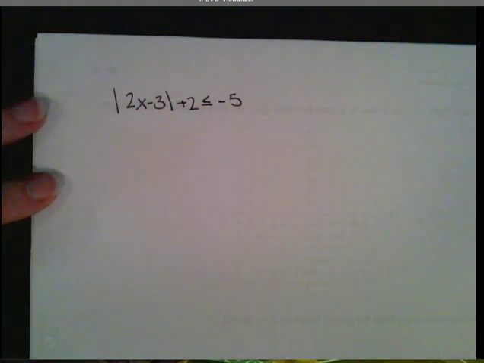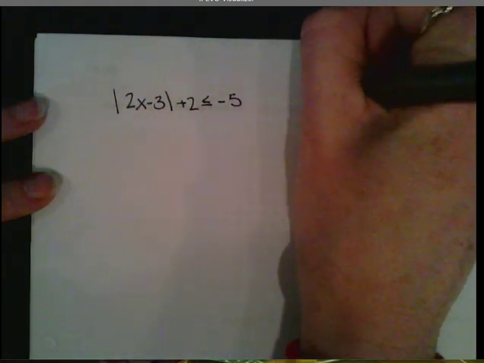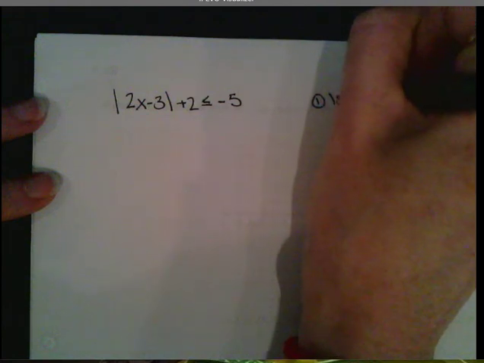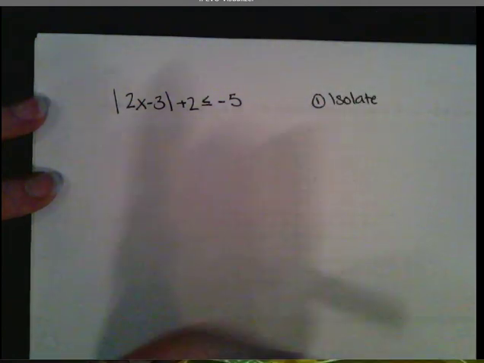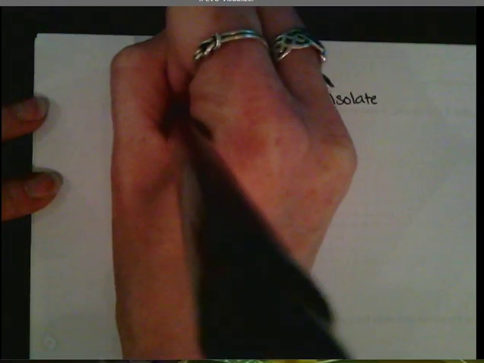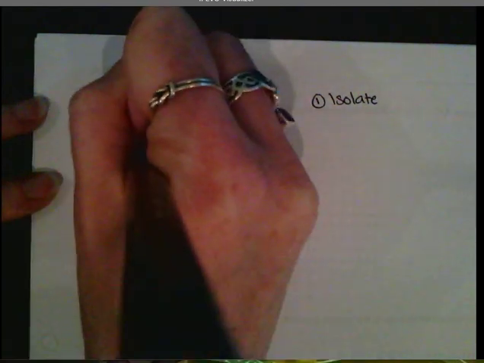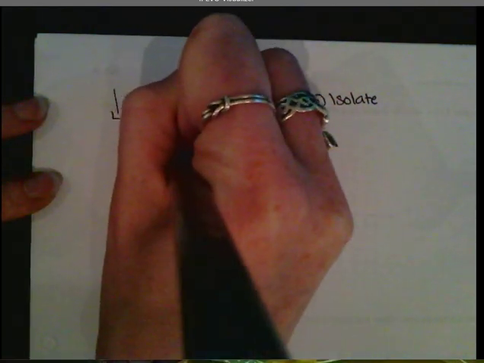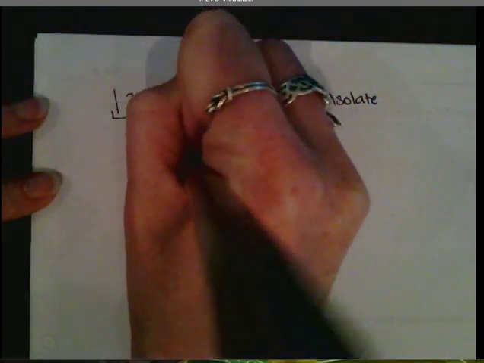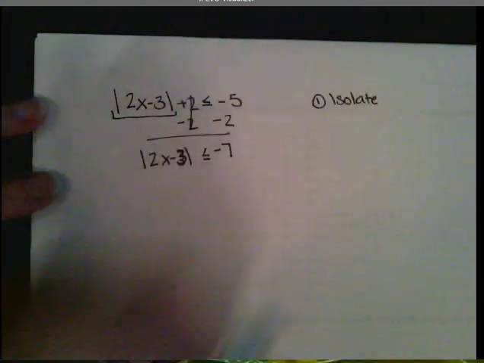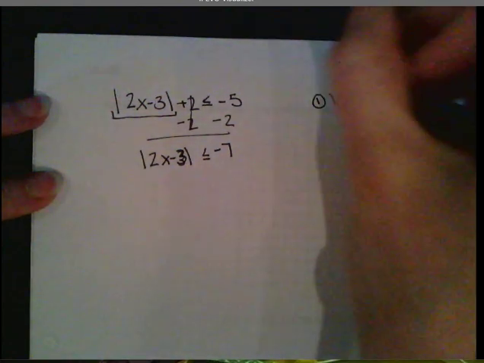Well, what I would do here is my first thing is to isolate. So what I'm going to do is I want this by itself. I see a plus 2. I'm going to subtract that on the other side. This will cancel. Bring everything down over here, absolute value of 2x minus 3 less than or equal to a negative 7. Now that we're here, it's isolated.